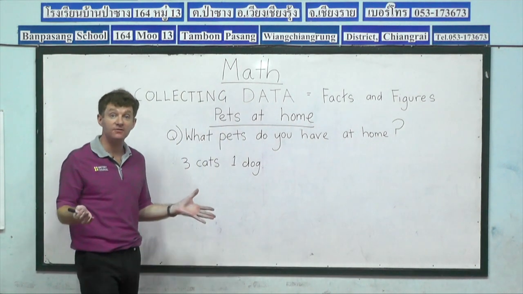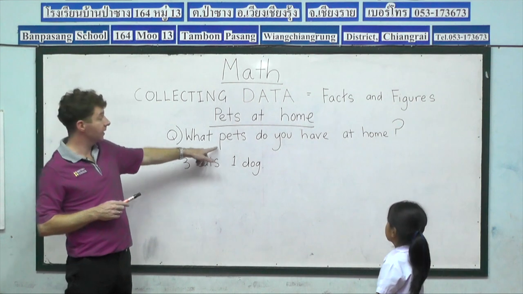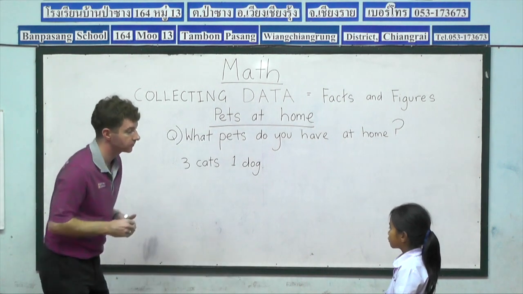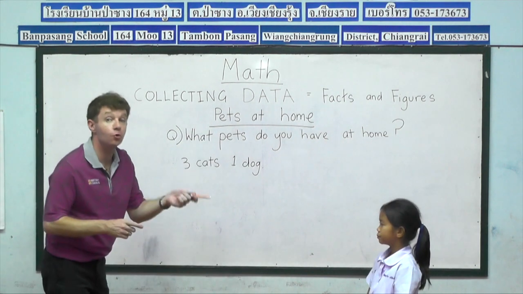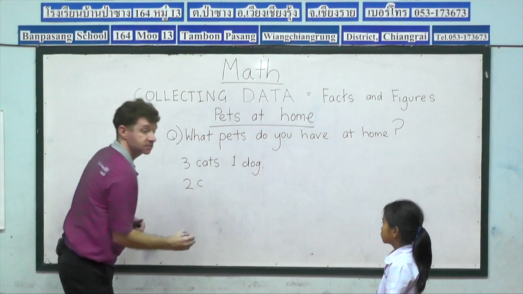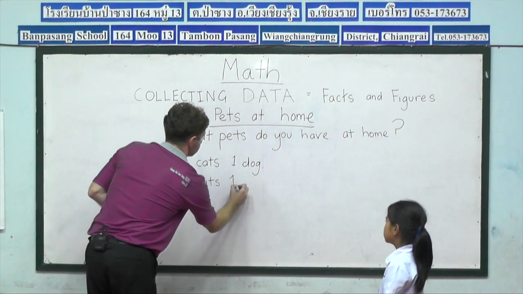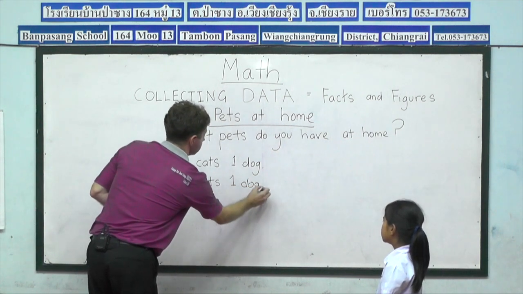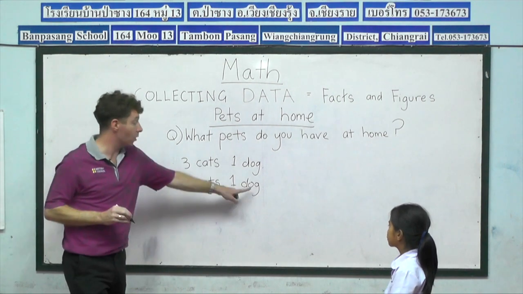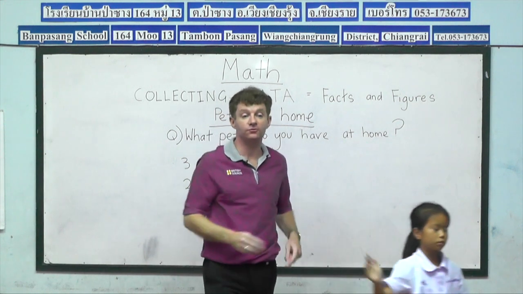So next student forward, please, Prel. And then we'll ask the same question to Prel. Ready, guys? What pets do you have at home, Prel? Two cats and one dog. So we'll record the data. Two cats, C-A-T-S, one, D-O-G. And notice how we use the plural for cats because it's more than one, two, but only the singular for dog. Prel, that was excellent.